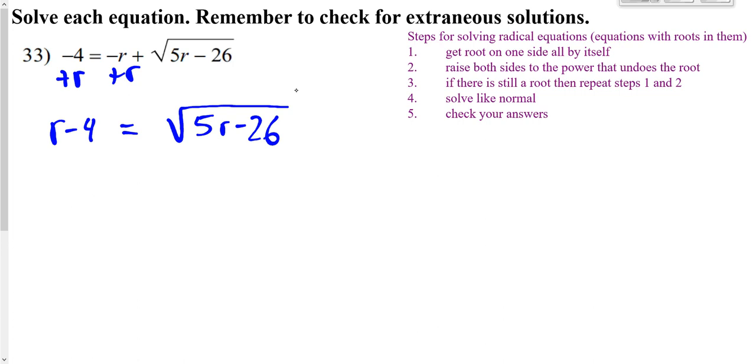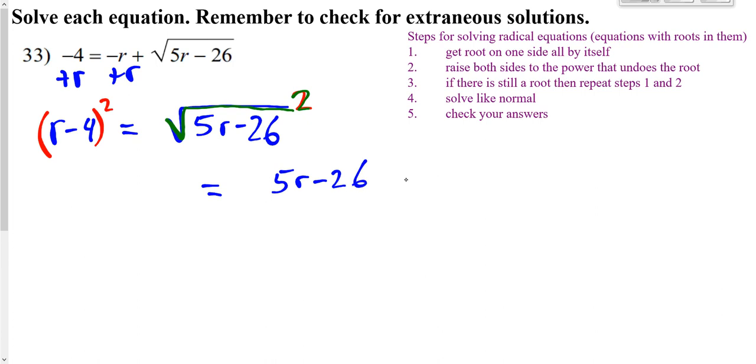And then I have to undo my root, so my square root is going to be undone by squaring. Now, I squared the right side, now I need to square the left side. On the left side, my square root is undone by the squaring I just put there, so it's just what's on the inside.